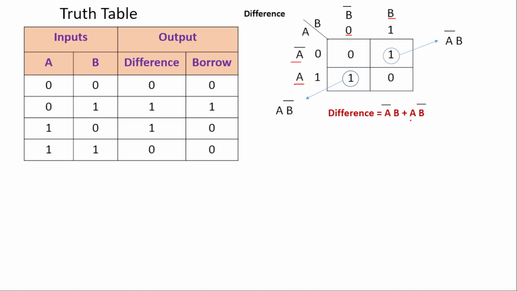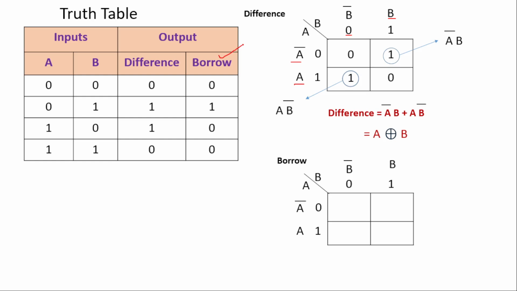And when you recall the knowledge of special purpose gates, this A bar B plus A B bar is the expression for A XOR B. In short, to implement the circuit for difference, I will require one XOR gate whose inputs will be A and B. Let us move to the second K-map, which will give you the expression for borrow.